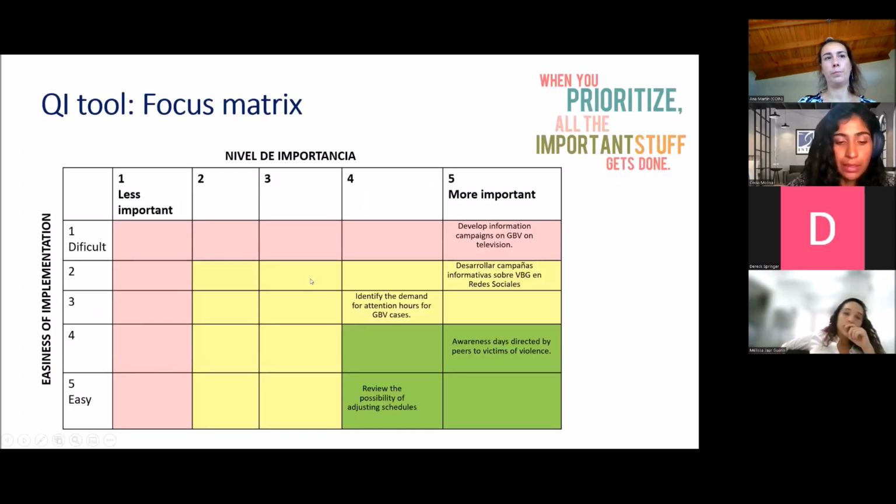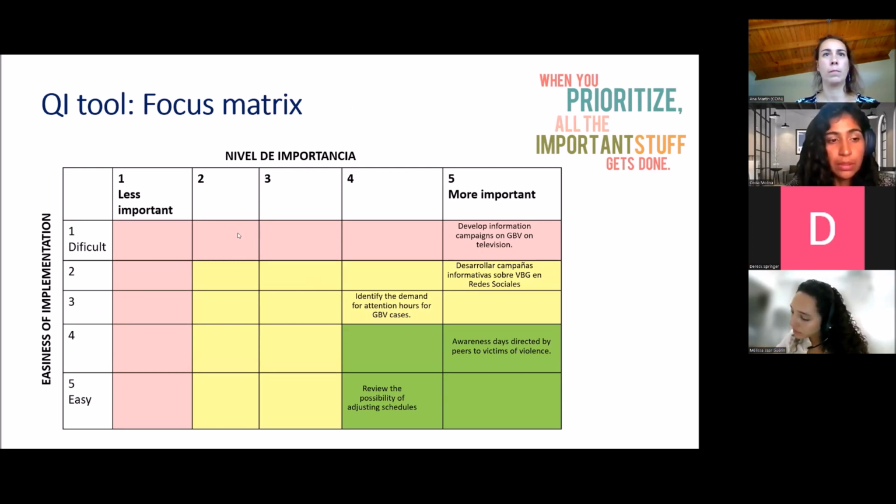Uno es esta matriz que nos ayuda a organizar la información por el nivel de importancia y el nivel de facilidad de implementación. Siguiendo este ejemplo: ¿qué tan importante sería, para educar a la población sobre los conceptos relacionados con las denuncias de violencia basada en género, poder hacer una campaña de televisión?